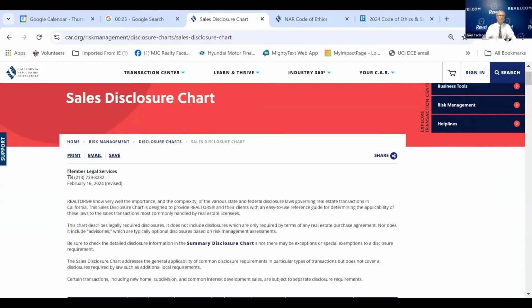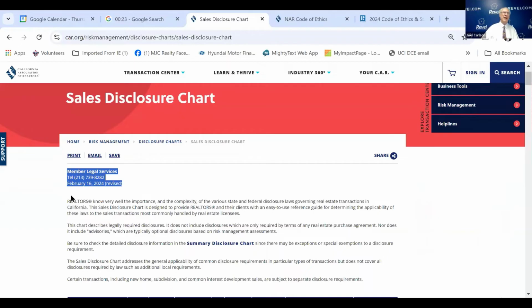This was put together by Member Legal Services, area code 213-739-8282. That's the legal hotline. These are real estate attorneys. Your dues pay their salaries. You say, but I don't have any questions for them. Call them anyway. Make sure it works. When they ask why you're calling, say, Joel told me to.